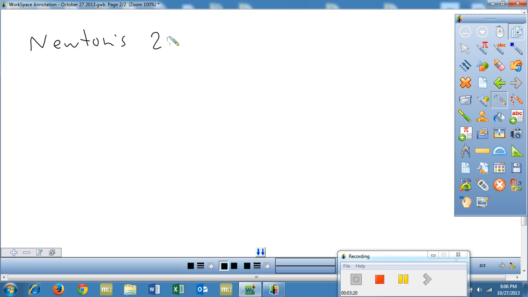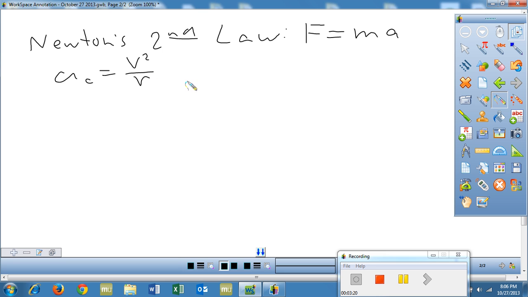Newton's second law says F equals ma. Well, we know that centripetal acceleration is v squared over r, so that must mean that centripetal force is just going to be ma, so m v squared over r. That's the force that pulls something in a circle.